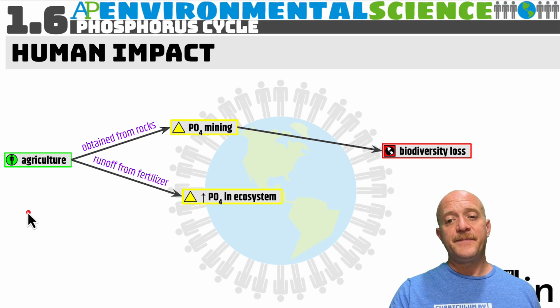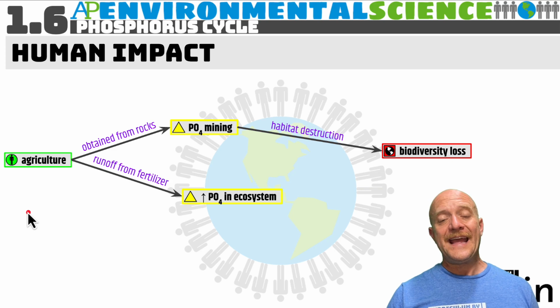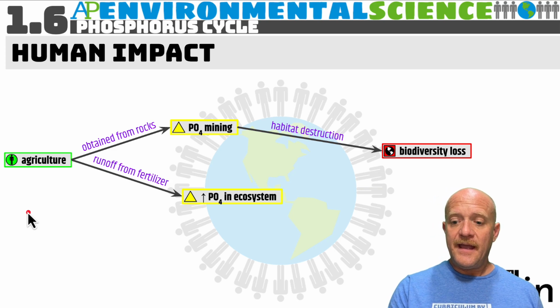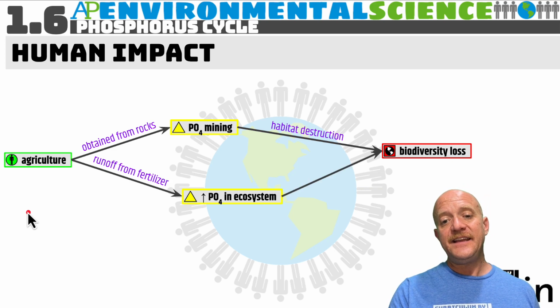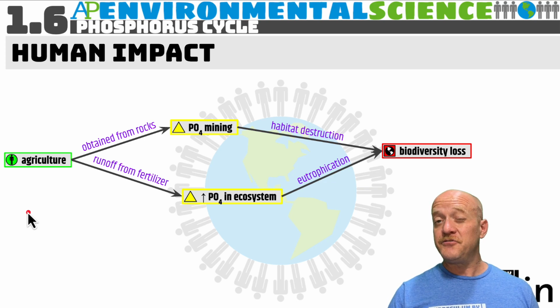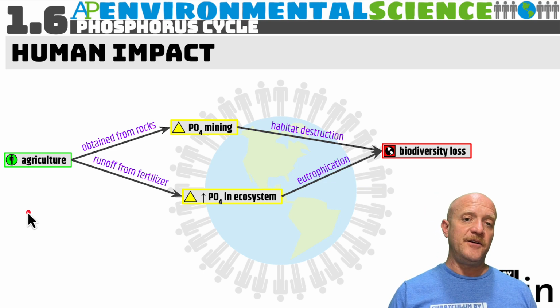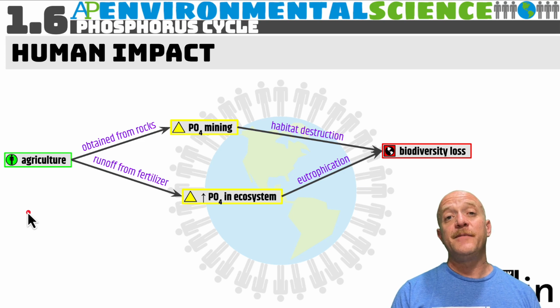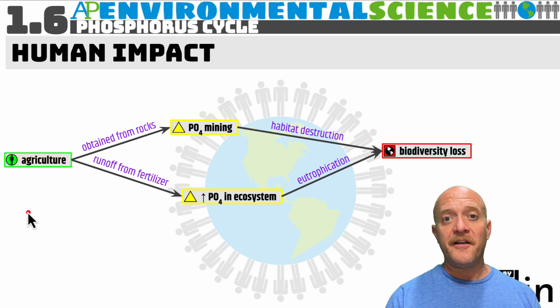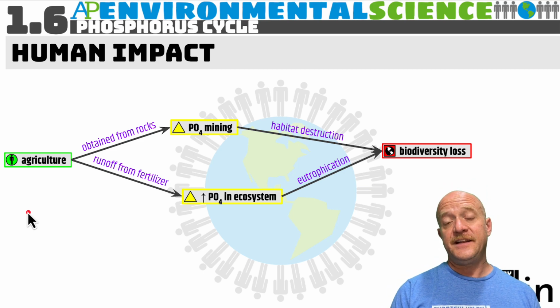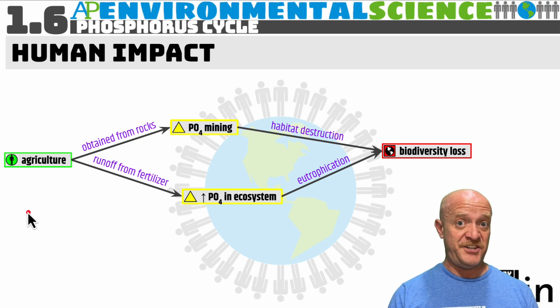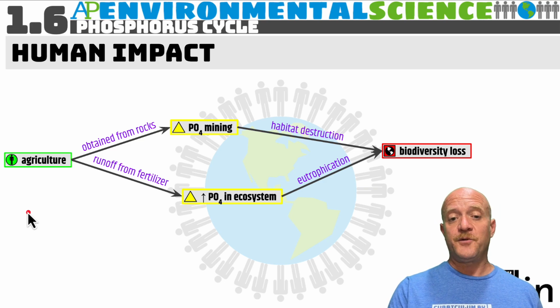Now this can lead to biodiversity loss because of the phosphate mining, because we are destroying habitats. And the increased phosphorus in the ecosystem can lead to eutrophication, which eventually reduces the amount of oxygen present in the water, and that can lead to biodiversity loss in the form of dead fish. So this is very short and sweet.